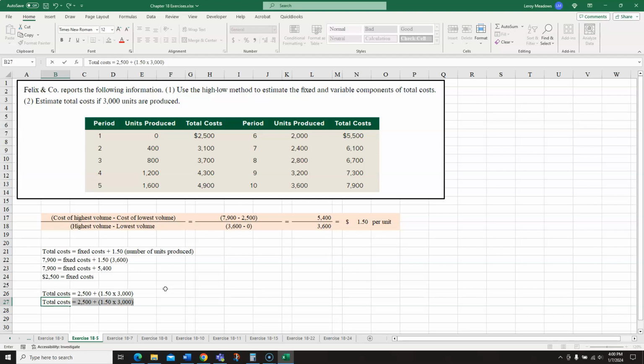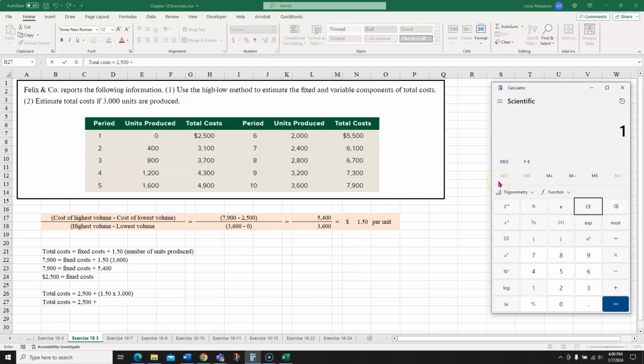So my total cost will be equal to 2,500 plus, and let's calculate that out, 1.50 times 3,000 is $4,500.